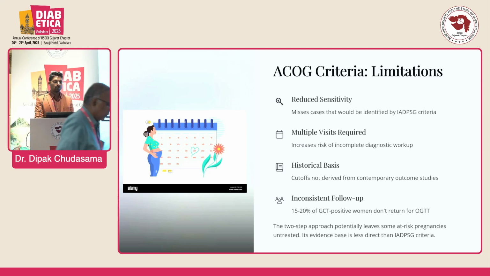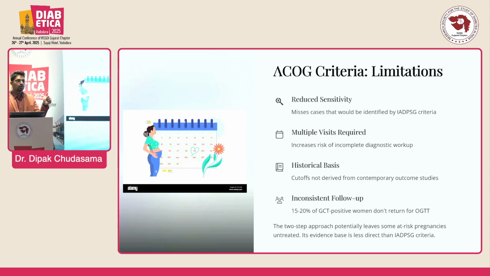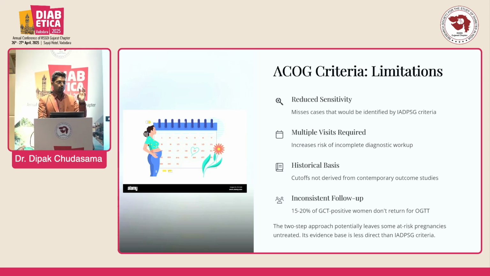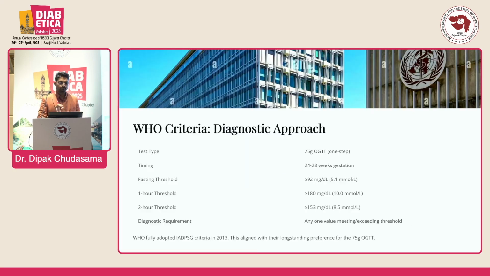Inconsistent follow-up. Almost 15 to 20% of women with a positive step 1 glucose challenge test don't return for the second day for the oral glucose tolerance test. So the two-test approach potentially leaves some at-risk pregnancies untreated because they don't come for the follow-up. Its evidence basis is also less direct than the IADPSG criteria.